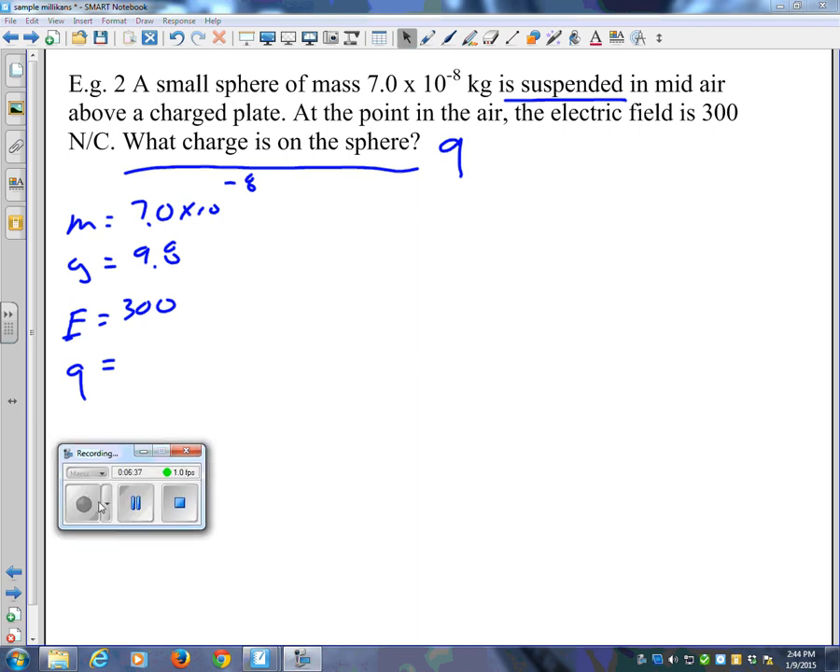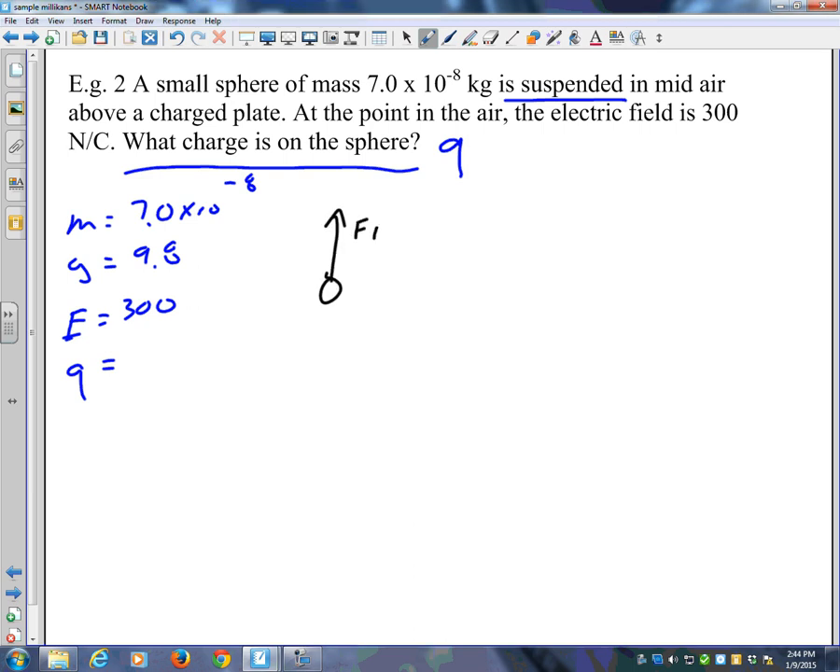All right, what's different about this question from the previous one? Not really a whole lot. The only thing that's different is this time we're solving for Q. So once again, the electric force is up, the weight force is down. I would expect to see you write Fw is equal to mg.